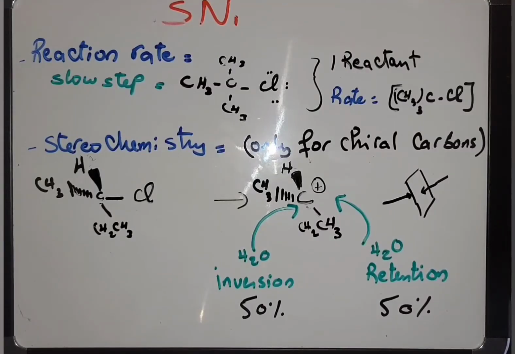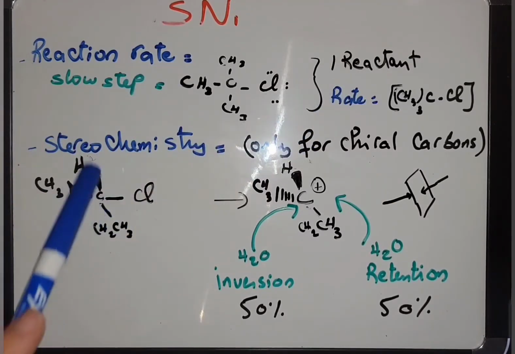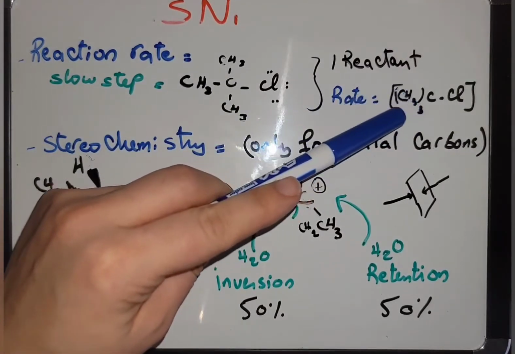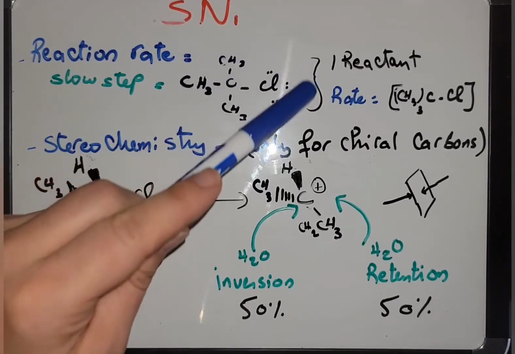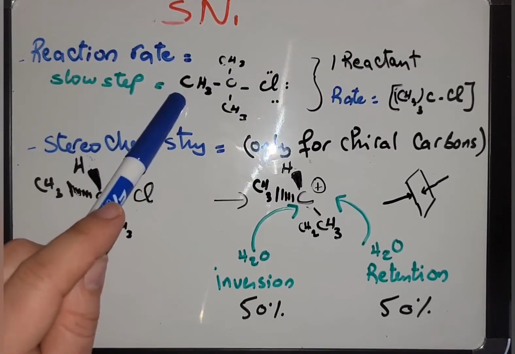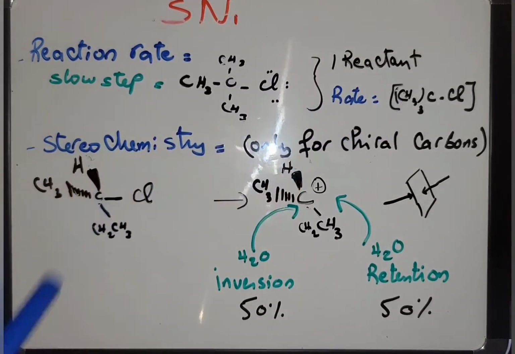Now let's talk about the reaction rate or the order of the reaction. An SN1 reaction is a first order reaction, meaning that we have just one reactant participating in the slow step, which is the rate determining step. This is why it's called SN1. It's a first order reaction.